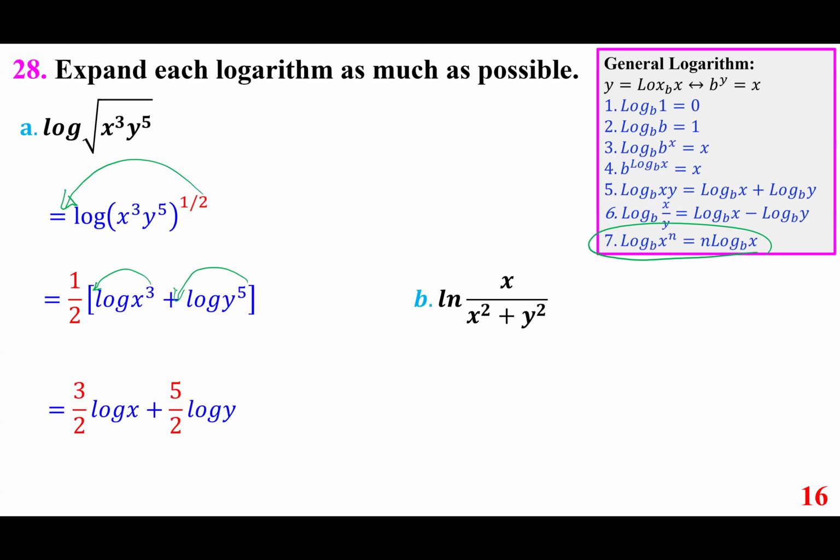Part B, ln of x over x squared plus y squared. We are going to use number 6, the quotient rule. ln of the top minus ln of the bottom becomes ln x minus ln of parentheses x squared plus y squared.